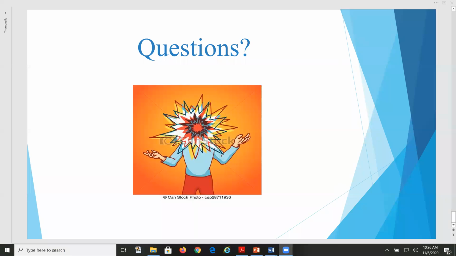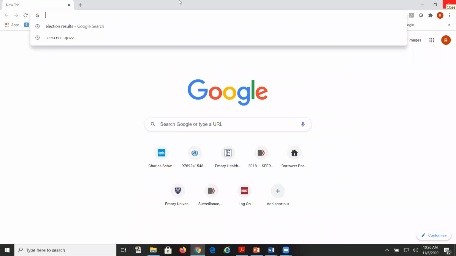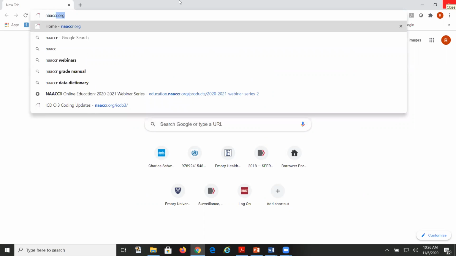Now, someone had a question earlier about the grade. Last night, I could not find the grade manual version 2.0 on the NAACCR site. Okay. Let me go back to share. Let's look at the NAACCR website first, because that's where it comes from.